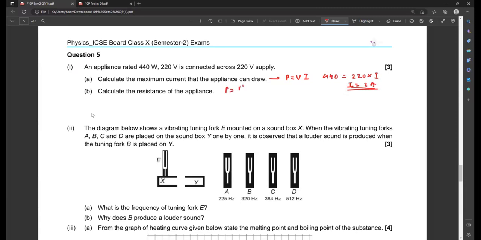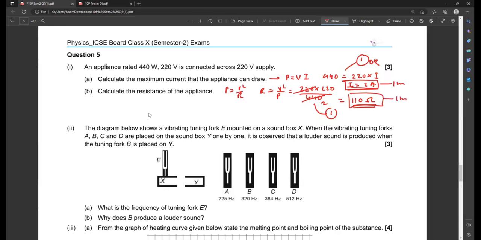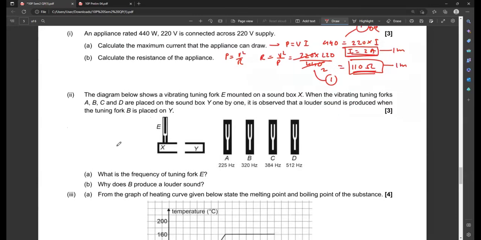Resistance. So we have P is equal to V square by R. So R is equal to V square by P. So 220 square upon 440, this is 110 ohm, that will be the resistance. Okay. This is for 3 marks. So 1 mark will be for correct substitution, this or this, and 1 mark will be for the final answer with unit. If you forget the unit, you lose the marks.